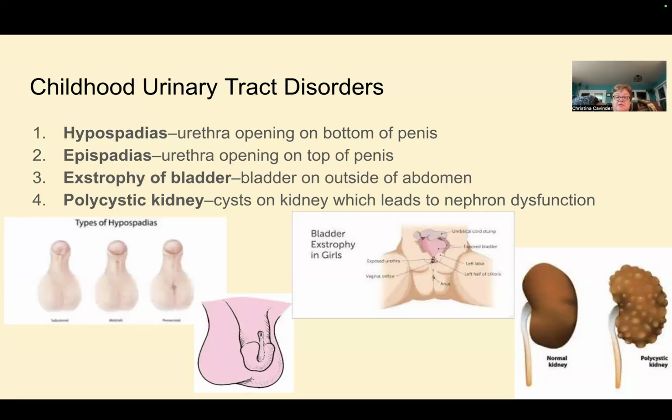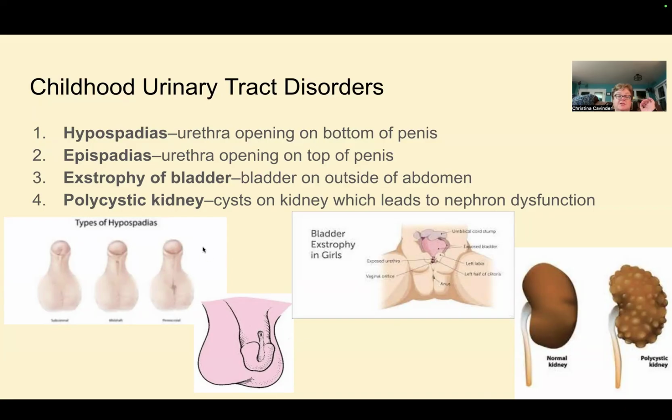So for children, urinary tract disorders are pretty similar to adults, but they do have some genetic structural problems like hypospadias. Hypospadias is a urethral opening at the bottom of the penis. If you look here, there are different types of hypospadias. It could just be at the very base of the glans. It could be along the shaft of the penis. It could be all the way down to the scrotum. Epispadias means that the urethral opening is on top of the penis. Like in this picture, hypospadias is the most common.